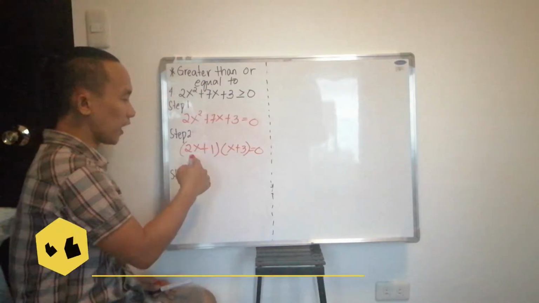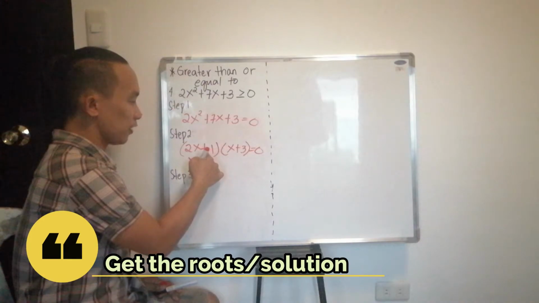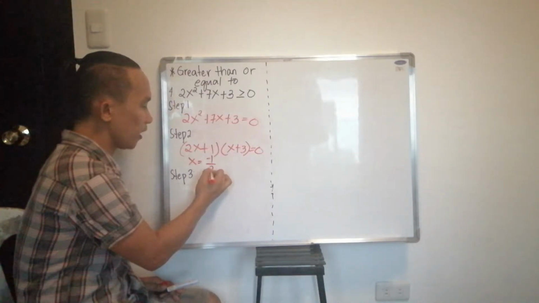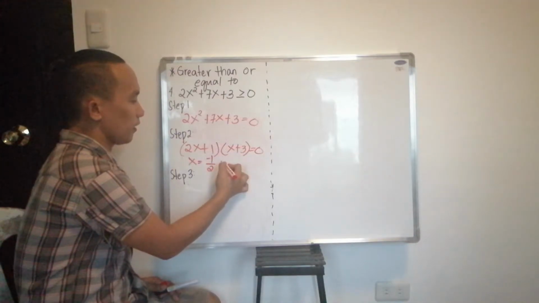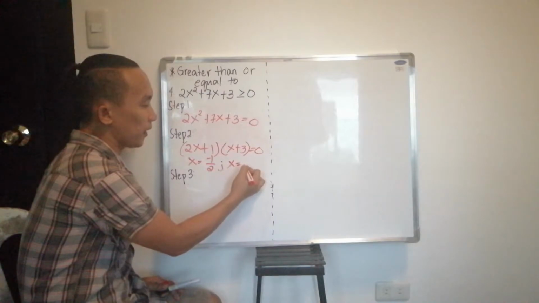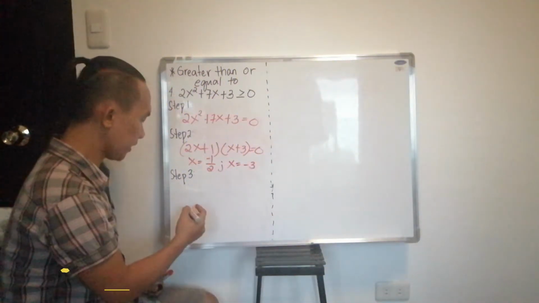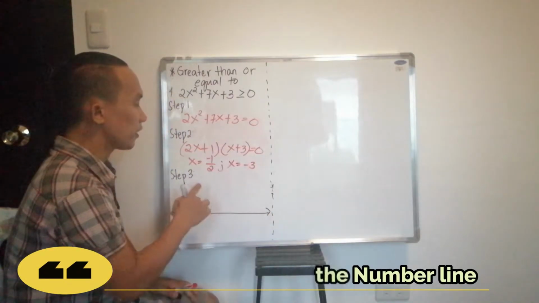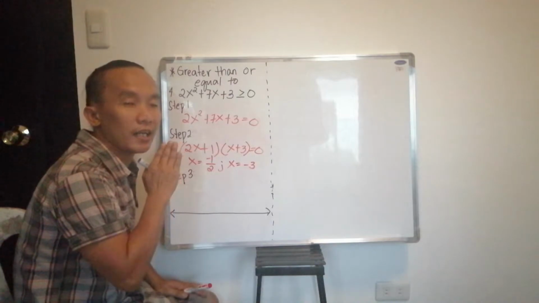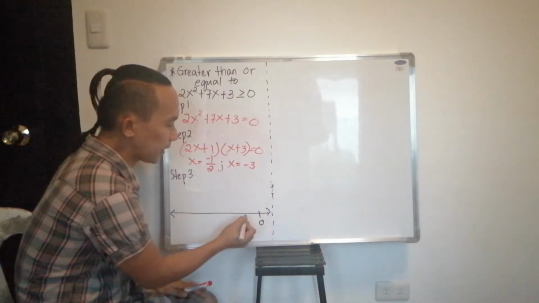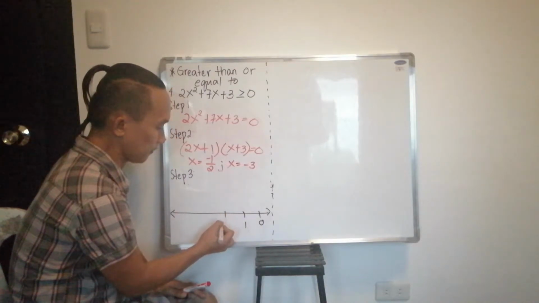And if you're going to get your roots, your positive 1 will become a negative 1 divided by 2. And your x, since this is positive 3, will become negative 3. So this is now your boundary, and we are going now to graph. Since the numbers are negative, we are not going to write anymore our positive numbers.